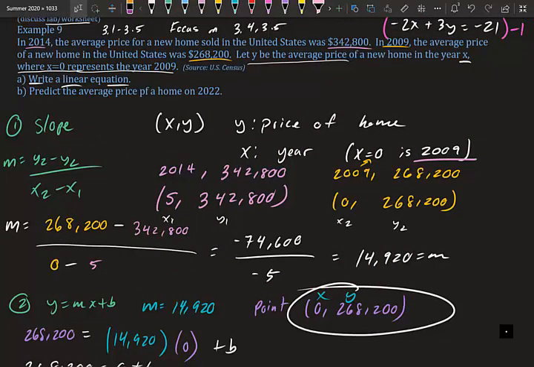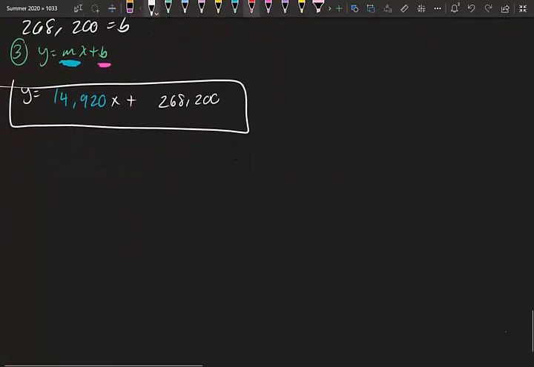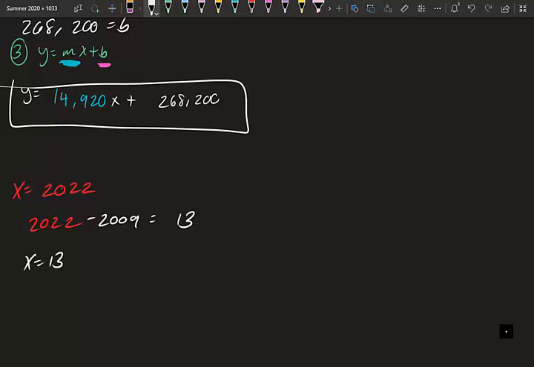Our part B is predict the average price of a home in 2022. So 2022, that's not too far off. Let's figure out what they think the average price of a home will be in 2022. It's telling us x is in 2022, but that's after. We need to know how long that's been since 2009. So 2022 minus 2009, and that's 13 years. So the x we're going to be using is actually 13.